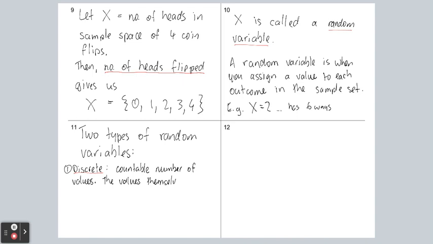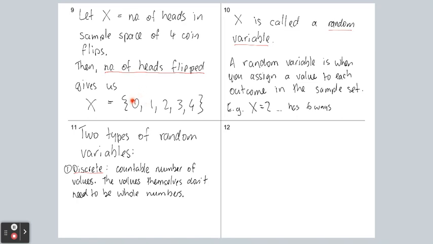number of values. The values themselves don't need to be whole numbers. Okay, maybe I won't write this next bit down, but I'll just say it and feel free to annotate your own work if you need to. So, for example, flipping 4 coins is an example, and sorry, this here, x equals 0, 1, 2, 3, 4, is an example of a discrete random variable. Discrete because when I look at the set, I can count them. 1, 2, 3, 4. There are 5 numbers in this set. They're countable, so it's discrete.